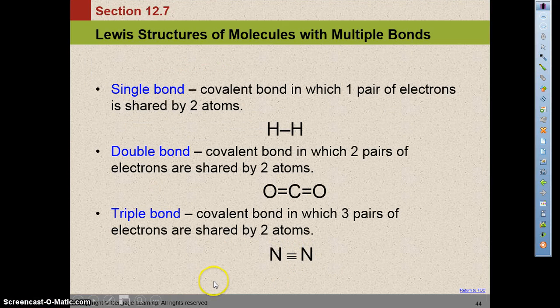From previous experience, you already know that there are single bonds, double bonds, and triple bonds. And we need some shorthand notation to make sure you understand what those are going to look like when it comes to Lewis structures. A covalent bond where 1 pair of electrons is shared is a single bond. A covalent bond where 2 pairs are shared by 2 atoms is a double bond. So this is a double bond between carbon and oxygen. A triple bond is a covalent bond in which 3 pairs of electrons are shared by 2 atoms. So there are 2, 4, 6 electrons accounted for here in this structure.